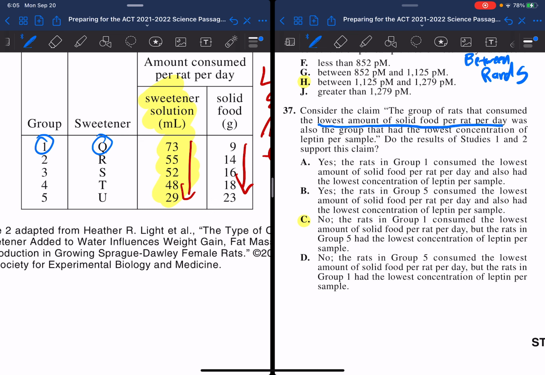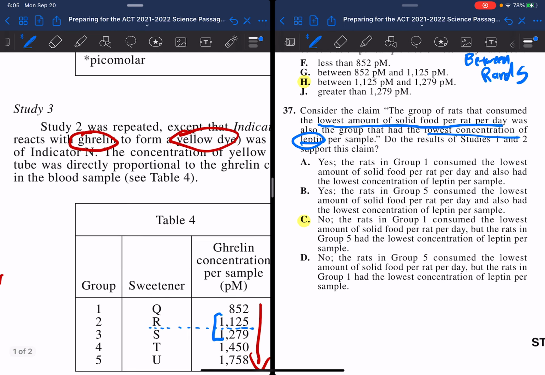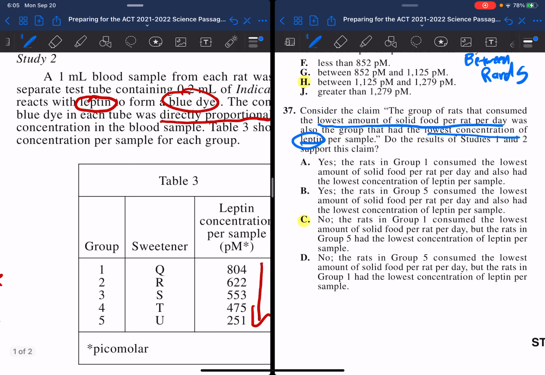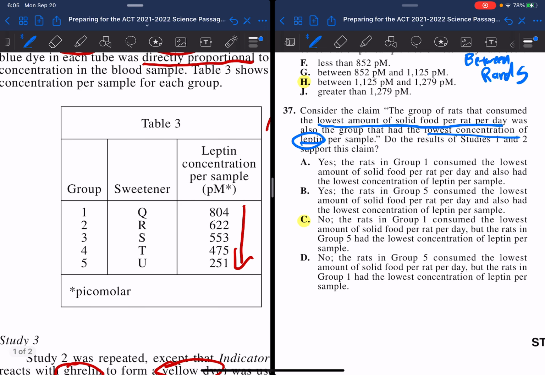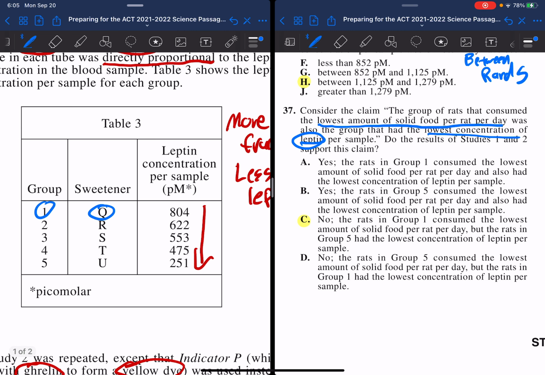And now what are we saying? The lowest concentrations of leptin. Key word here. So which one dealt with leptin? Now they tell us. Study number 2. Study number 2 dealt with leptin. And so we're looking at group number 1 with sweetener Q. So did they have the lowest amounts of leptin? Well, no. They had the highest amounts. So we can get rid of letter A and letter B.